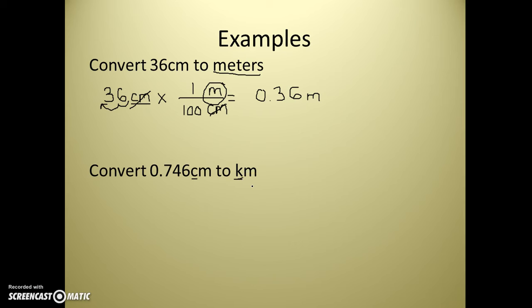Honestly, everyone should be following this step in order to prevent error. If you're going from a prefixed unit to a prefixed unit, you need to go to the base unit first. And the base unit is going to be the one that both of these guys have in common, which in this case is a meter. So you're going to go from centimeter to meter to kilometer. So when you have a prefixed unit, you're going to have a 2-step conversion factor. So we're going to start with our 0.746 centimeters.